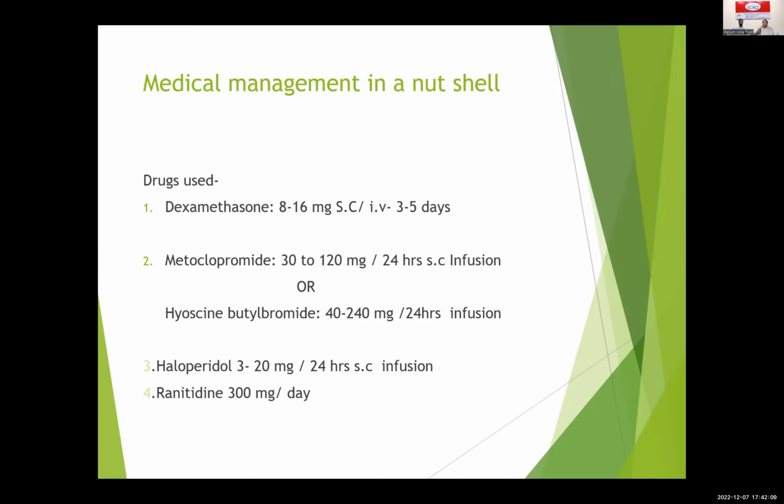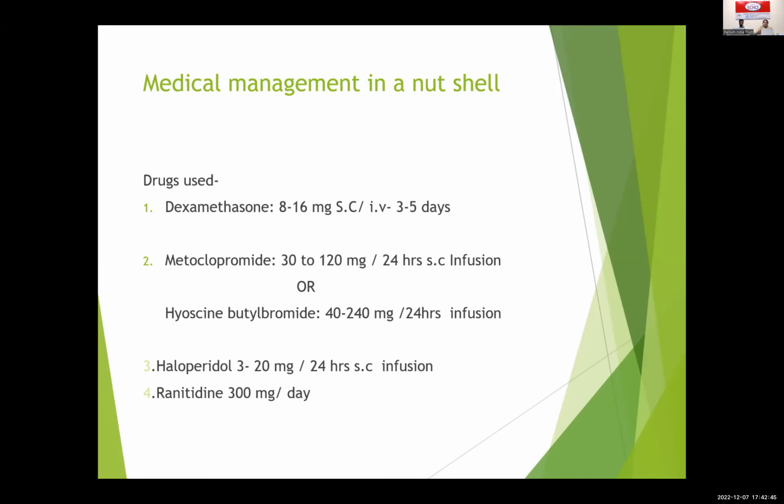So this is how your prescription will look. You have your dexamethasone, 8 to 16 milligrams subcutaneously. You can give it over a period of 3 to 5 days and slowly taper it down. And you have your metoclopramide, which is 30 to 120 milligrams over 24 hours as a subcutaneous infusion. We don't give metoclopramide and hyoscine butyl bromide together because they have opposite actions. If it is a partial obstruction, you can go ahead with metoclopramide. If you feel it is a complete obstruction, you have to choose Buscopan.